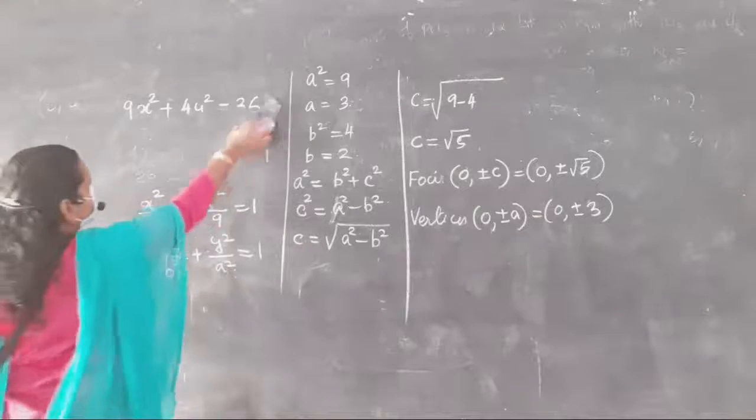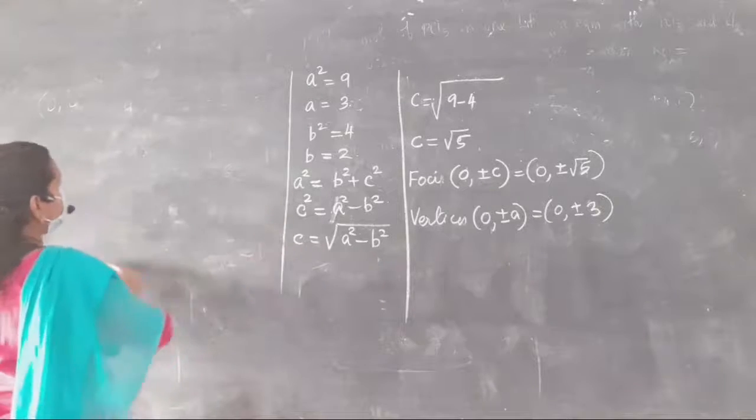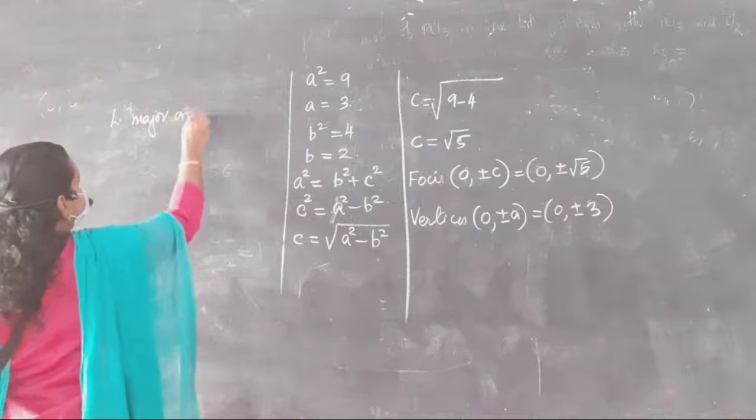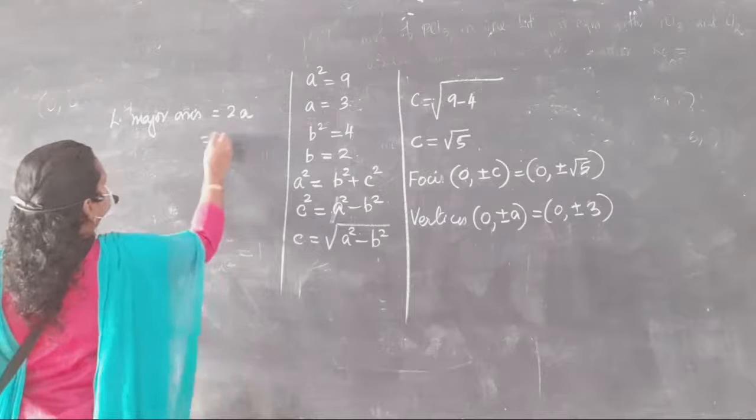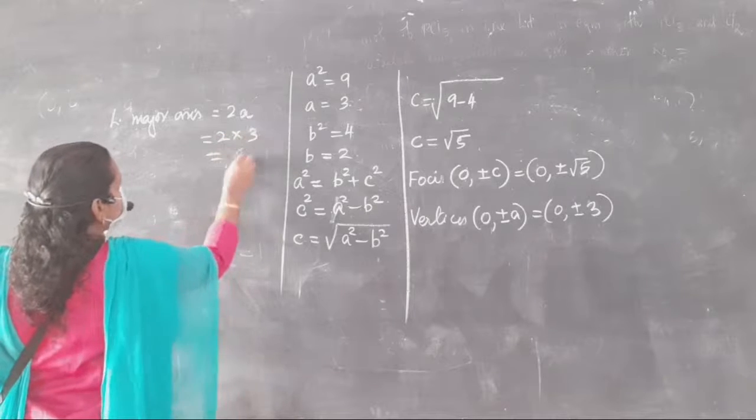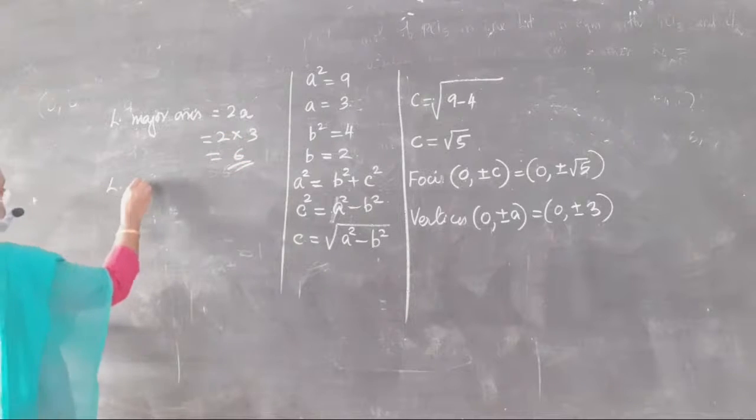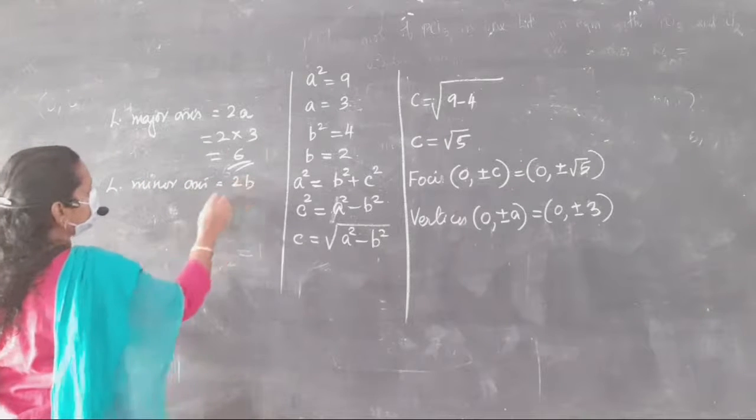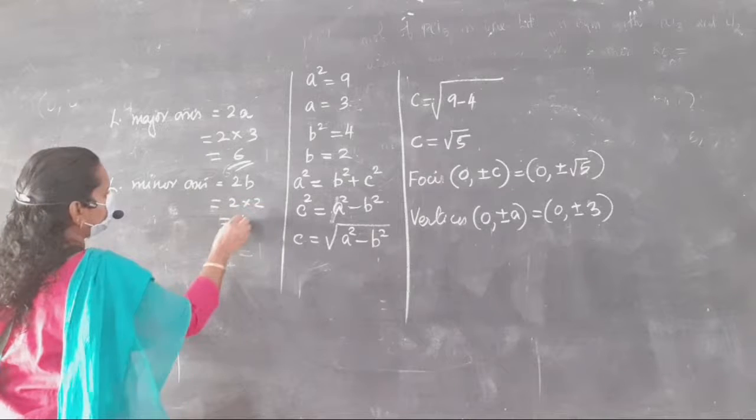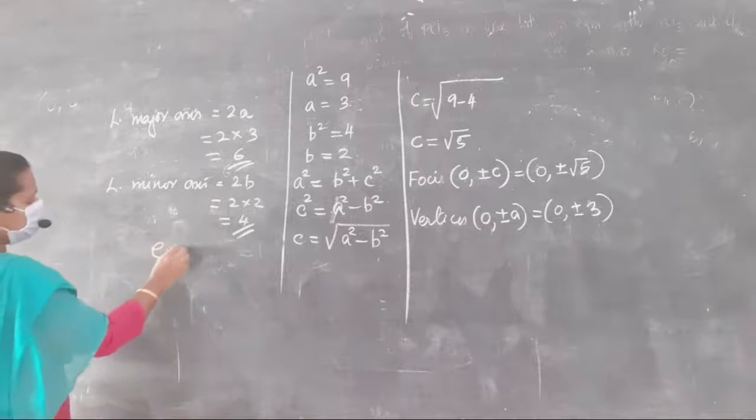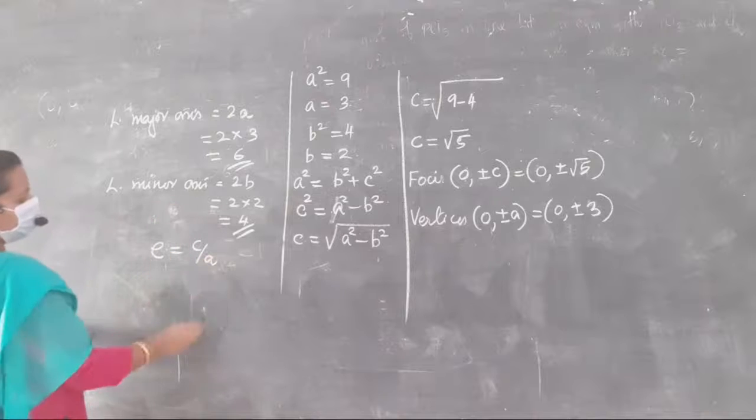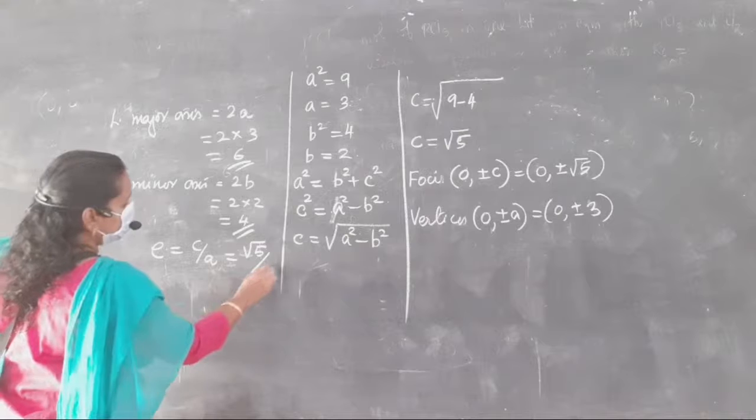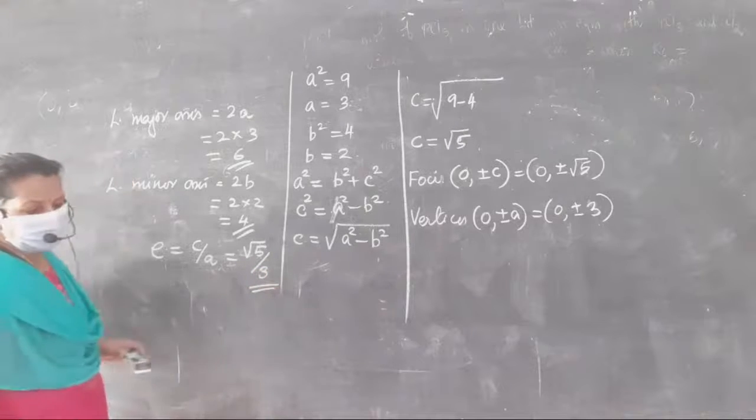Then length of major axis. എത്രയാണ്? 2a equal to 2 into 3, 6. Length of minor axis 2b. It is 2 into 2, 4. Eccentricity e equal to c by a, c എത്രയാണ്? root 5 by 3. Root 5 by 3.